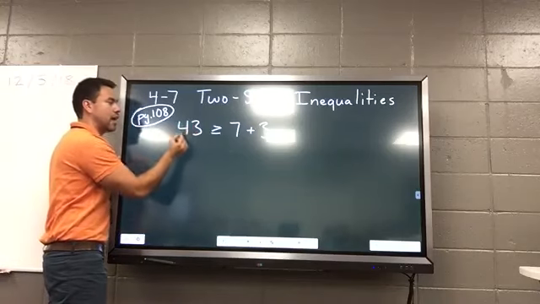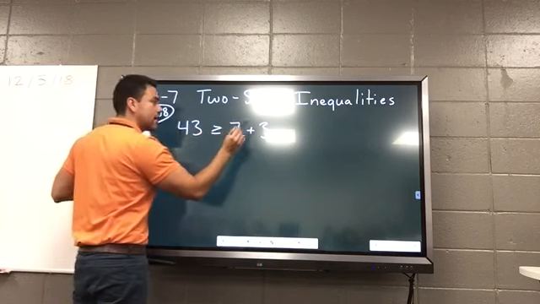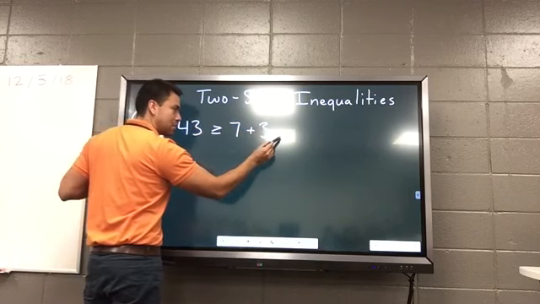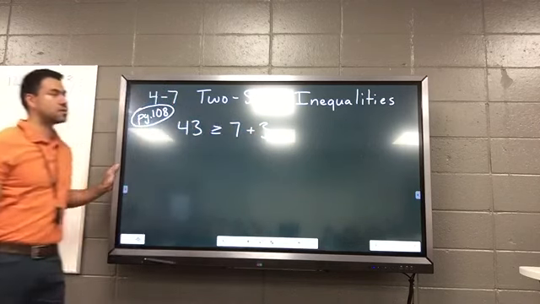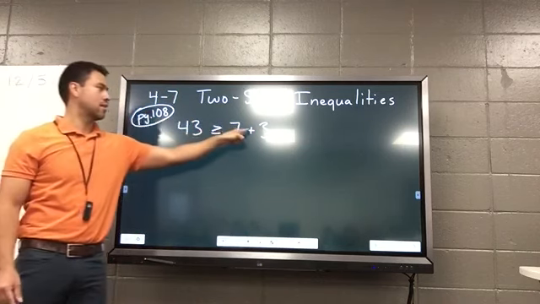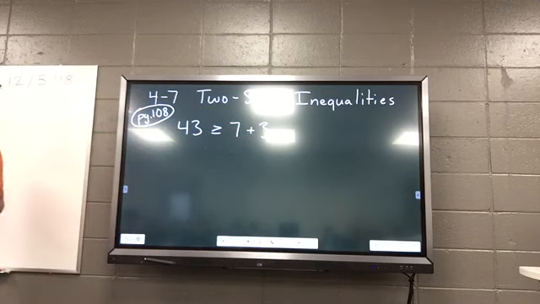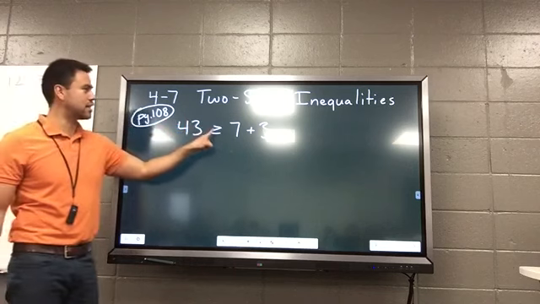The top speed of the coyote is 43, and that is greater than or equal to 3 times the squirrel's top speed plus 7. So it's not just 3 times greater, it's 3 times greater plus 7. So a lot greater than the squirrel. Okay, this is called the two-step inequality, and this is a review of equations. But what's the difference between equations and inequalities?